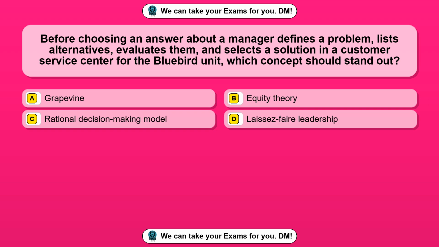Question 27. Before choosing an answer about a manager who defines a problem, lists alternatives, evaluates them, and selects a solution in a customer service center for the Bluebird unit, which concept should stand out? Option A, grapevine. Option B, equity theory. Option C, rational decision-making model. Option D, laissez-faire leadership. The correct answer is option C, rational decision-making model.